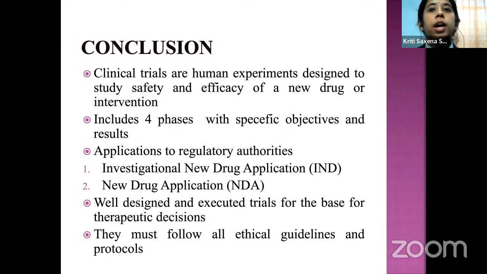Well-designed and executed trials form the base for therapeutic decisions. They must follow all the ethical guidelines and protocols. Clinical trials are done in accordance with all the ethical guidelines and protocols from the governing bodies of the countries as well as the global bodies.